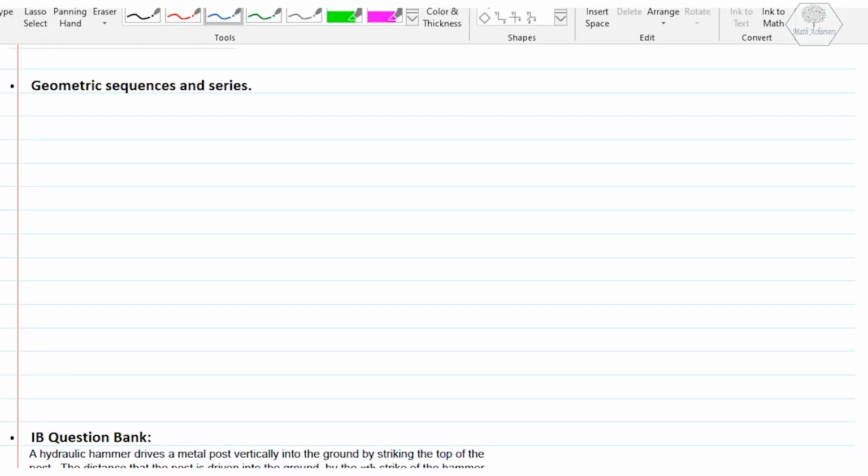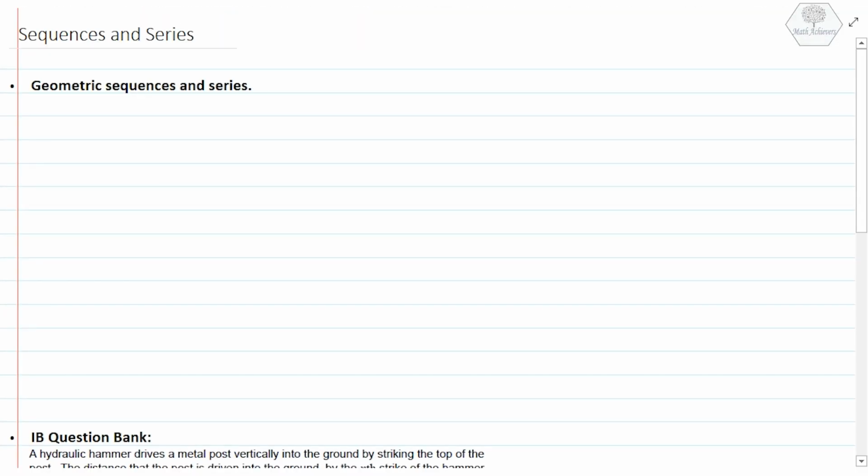Let's now talk about geometric sequences and series. We start by talking about the geometric sequence. Let's have an example on this sequence. This is 2, I have 4, I have 8, I have 16, I have 32, and so on. If you can realize, between each term, I simply multiply by 2.